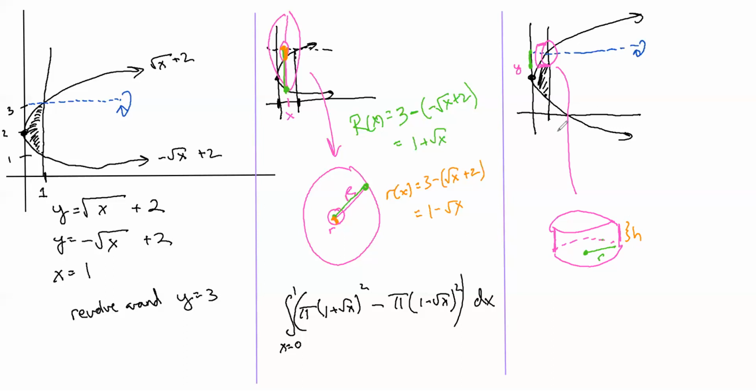And what we end up getting, in this case, the axis of revolution was at a height of 3. And so this ends up becoming 3 minus y. I said R of x, that should say R of y equals 3 minus y.